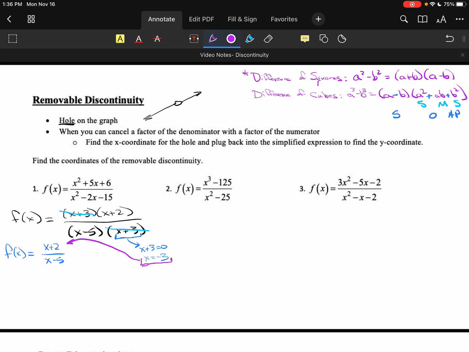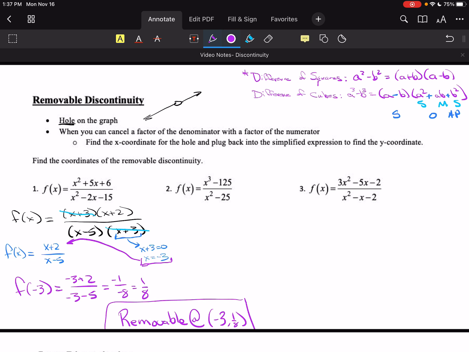So plugging negative 3 in, I get negative 3 plus 2 on top, negative 3 minus 5 on the bottom. So we get negative 1 over negative 8, which is 1/8. So I would describe this discontinuity as a removable discontinuity, right, a hole, at the ordered pair negative 3, 1/8. Okay.